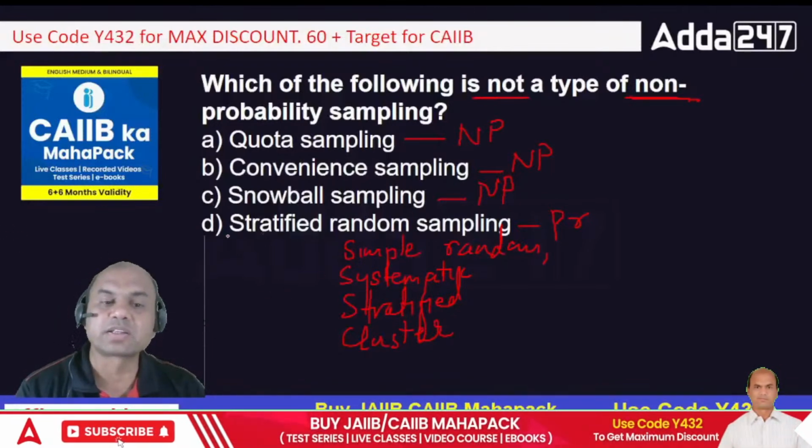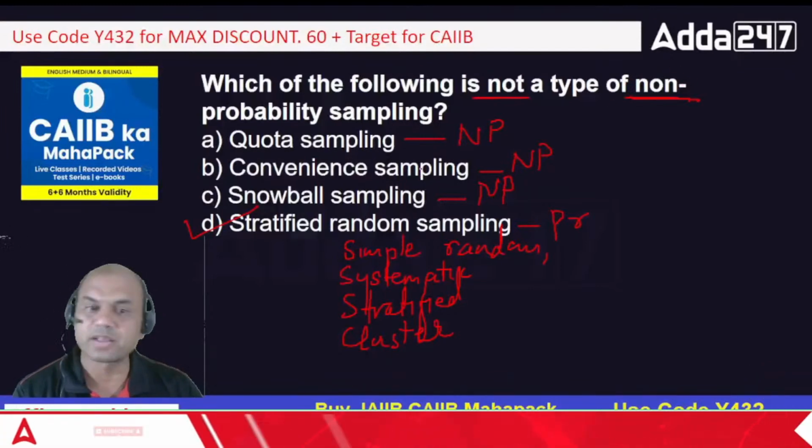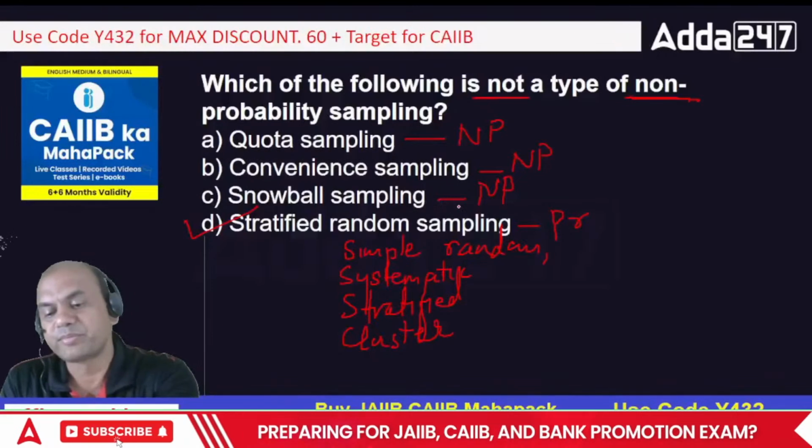So the answer is what? Stratified. This is the answer. Not a type of non-probability. So this is a probability sampling.